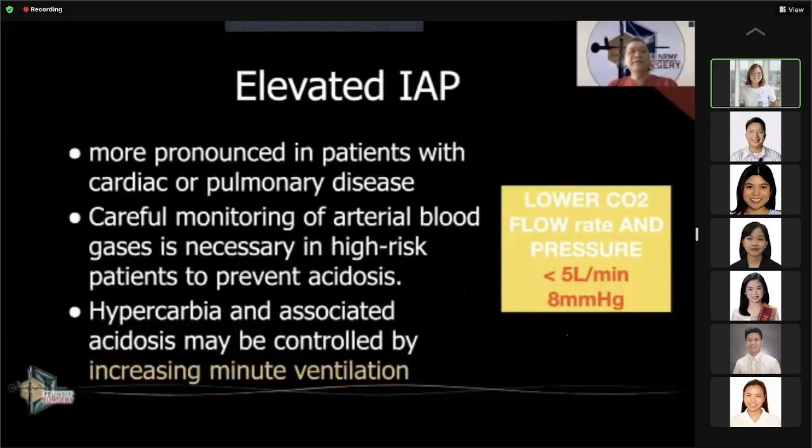Increased intra-abdominal pressure, as I've said, would actually affect the heart. So for these patients, you have to decrease the flow rate to less than 5 liters per minute and the pressure to 8 millimeters of mercury.